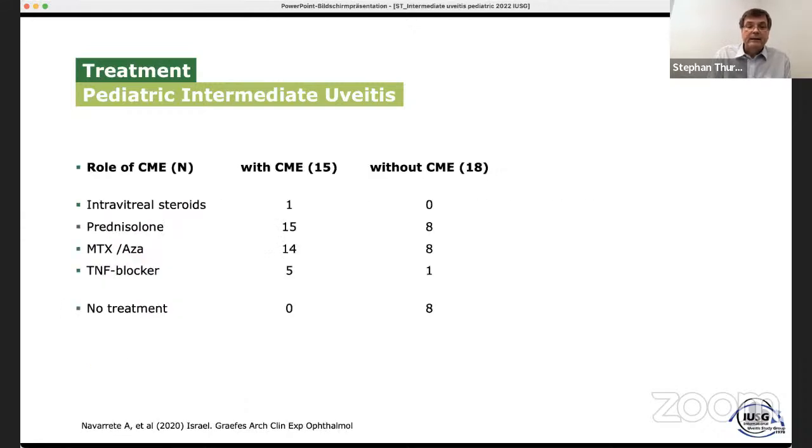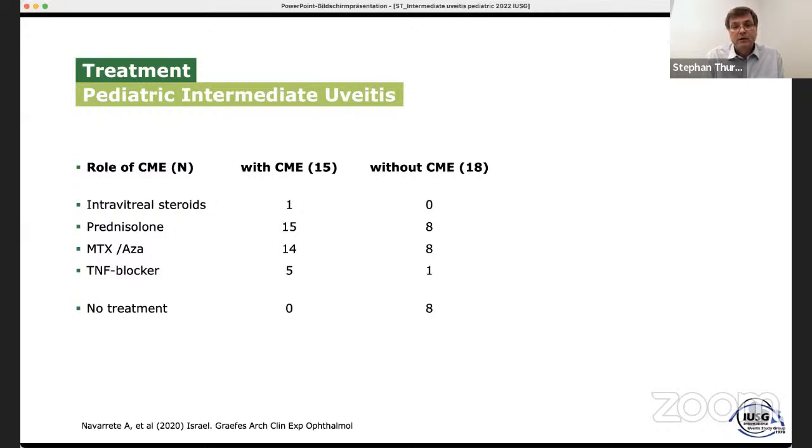Here again, looking at the development and the treatment in patients with and without cystoid macular edema, this clearly indicates that patients with cystoid macular edema do have a more severe course of disease, requiring more treatment, more combination treatment and more TNF blockers compared to those patients who had never developed cystoid macular edema. And in this publication, almost half of the patients without cystoid macular edema never received any systemic treatment or any treatment for the pediatric intermediate uveitis.